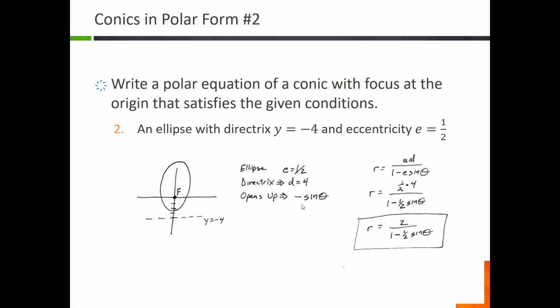All right, so what does my equation look like? Again, in general, r equals the eccentricity times the directrix value divided by, in this case, 1 minus, because again, we have a minus directrix, 1 minus E times the sine of theta. And again, it's sine because the ellipse is opening vertically. Just plug your values in. E is a half in the numerator and the denominator. D is 4. So a half times 4 gives us r equals 2 divided by 1 minus 1/2 sine of theta.